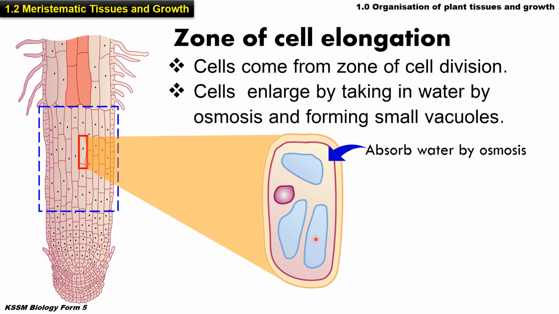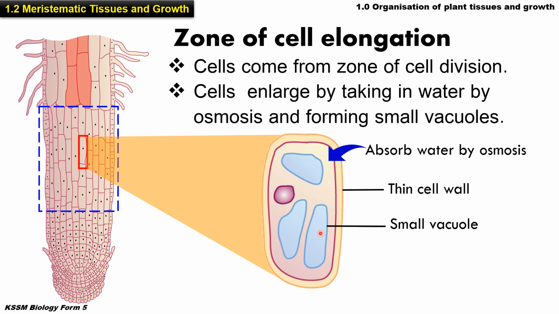Okay, so alright, the cells start to enlarge. How do they enlarge? By taking in water. So, absorb water by osmosis, and then it starts forming the small vacuole. So, the small vacuoles start to form. Alright, so label your diagram. Okay, the small vacuoles start to form.